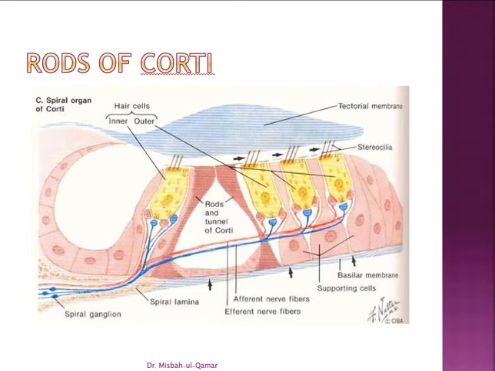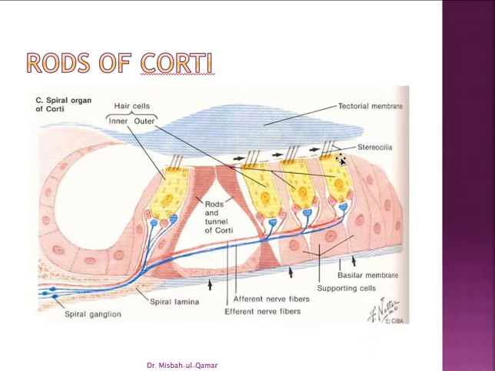The basilar fibers, then the rods of Corti and the reticular lamina form a rigid unit and then they move as a single unit. Okay, this whole structure moves as a single unit. So whenever the basilar membrane shows movement, this whole structure moves as a single unit.